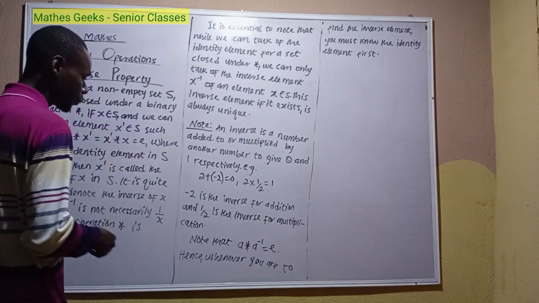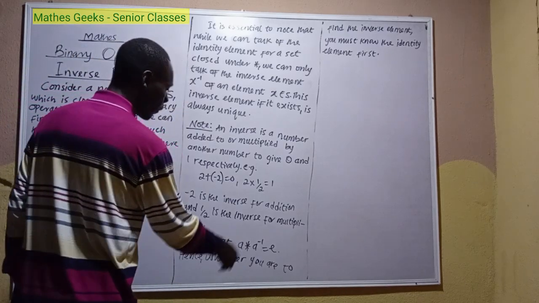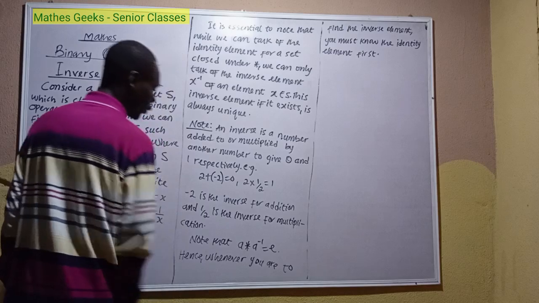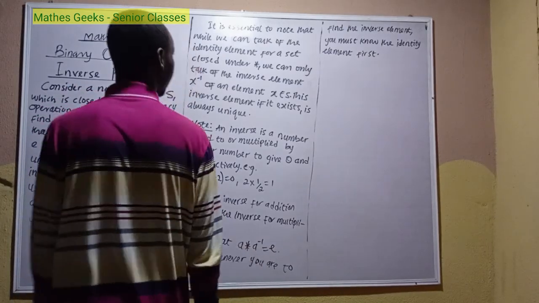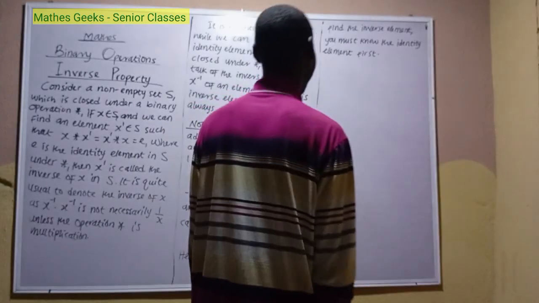So note that operation A inverse is equal to E. Hence, whenever you are to find the inverse element, you must know the identity element first.